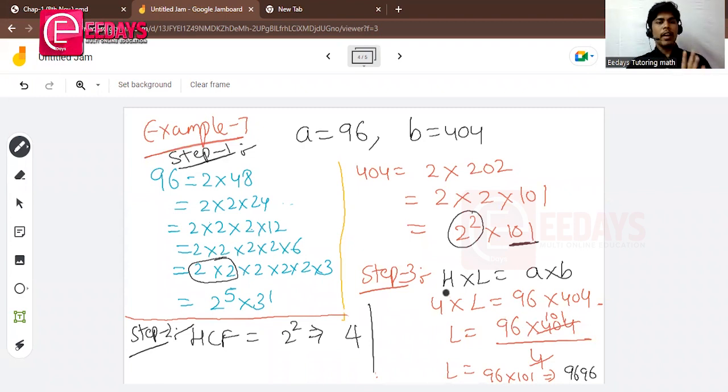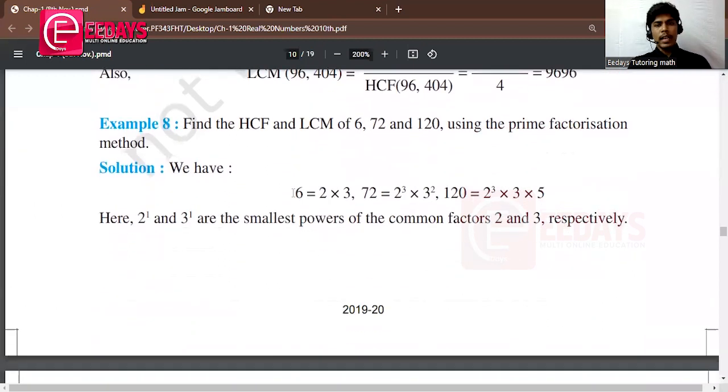Hope everyone understood. We have a lot of sums in the exercise sums. We'll do them later if you still have doubts. But some basic knowledge is important while solving the questions. Okay, let's move on to the next example. The same example I just told you about.